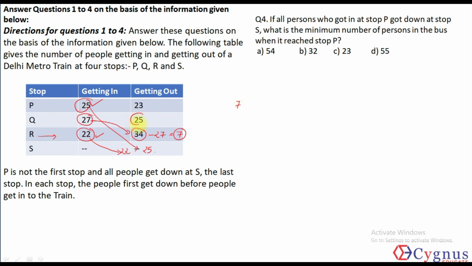What about these 25? They'll get down at stop Q. And I know that they are not from the people who got in at stop P. So these people must be in the train before what? P. So I'll say 25 more. What about these 23? These are also the people who got in before the stop P. So I'll add them. When you add them, 25 plus 23 plus 7 will give you how much? 55. So the correct answer is 55. Thank you.